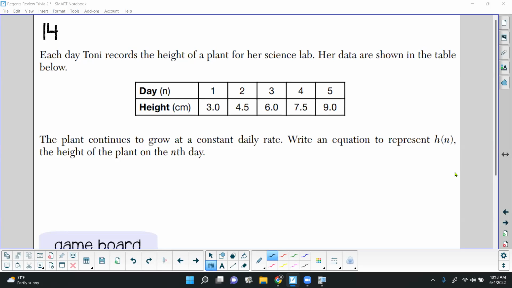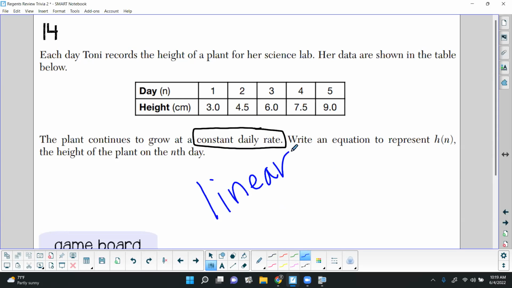All right, kids, chat me some equations. Let's see what you've got. Here's a hint in case you're stuck. If you have a constant daily rate, a constant rate of change, you are linear. You are linear.